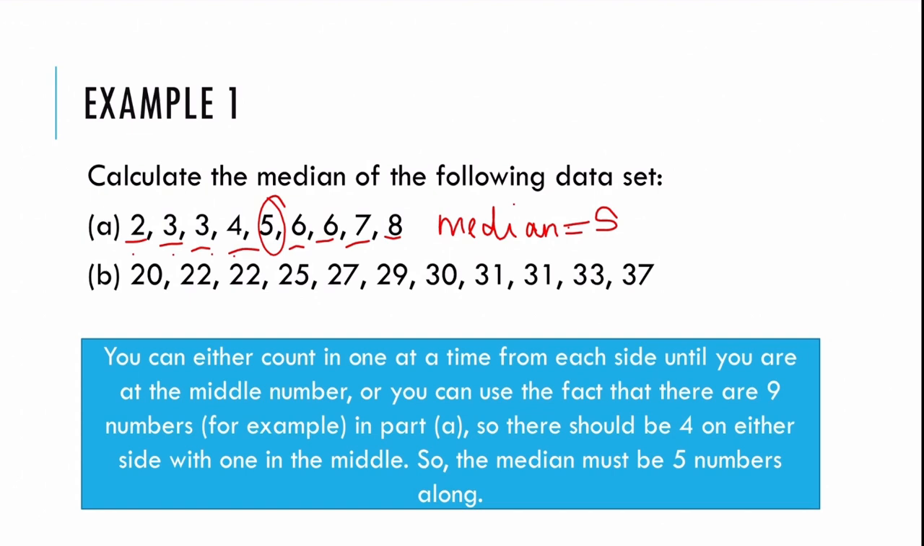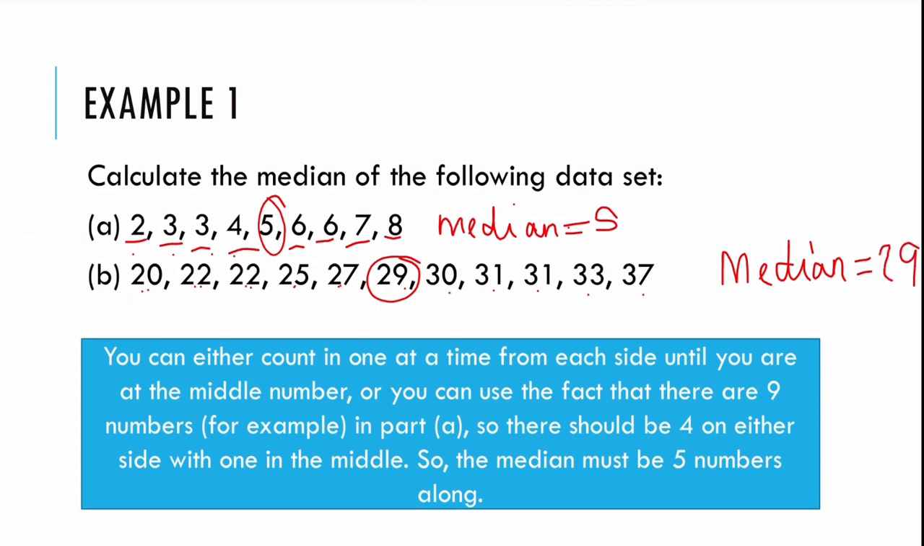In part B, again, our data is already ordered for us. Now, I'm going to show you how I would figure this out without counting from either side. So there are 1, 2, 3, 4, 5, 6, 7, 8, 9, 10, 11 numbers. One of those numbers is the median, which leaves us with 10 numbers. 10 numbers need to be shared on either side of the median, which leaves us with 5 numbers on either side of the median, which means our median is 6 numbers in. 1, 2, 3, 4, 5, 6. Let me just check. Do I have 5 on either side? Yes, I do. The median is 29.